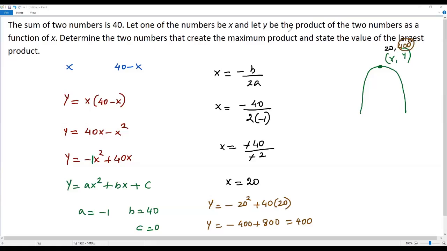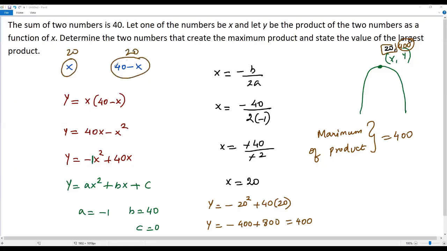In our problem, y represents the product of two numbers. So the maximum of the product is equal to 400. I get the maximum product when x is equal to 20. Actually, x represents one of the numbers. Then what is the other number? 40 minus 20 is 20. So when the sum of two numbers is 40, the two numbers that create the maximum product are 20 and 20, and the value of the largest product is 400.